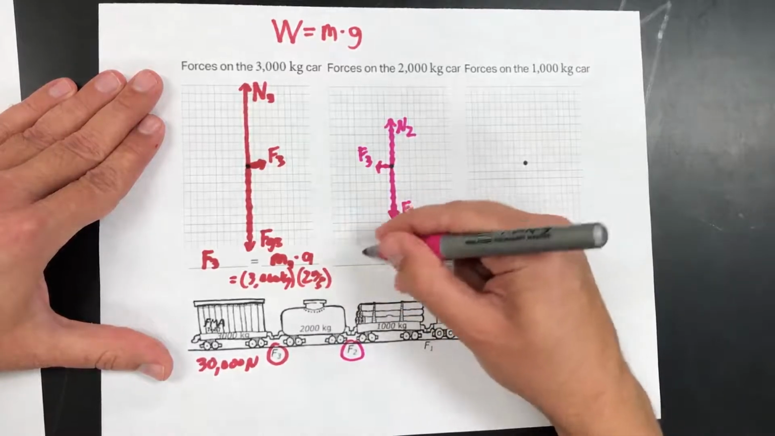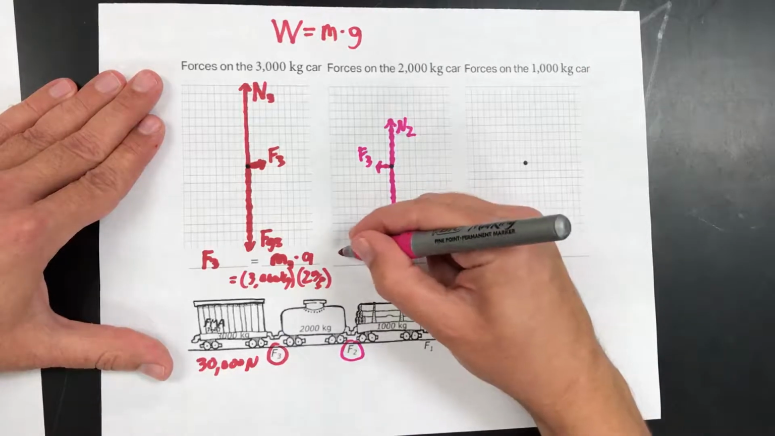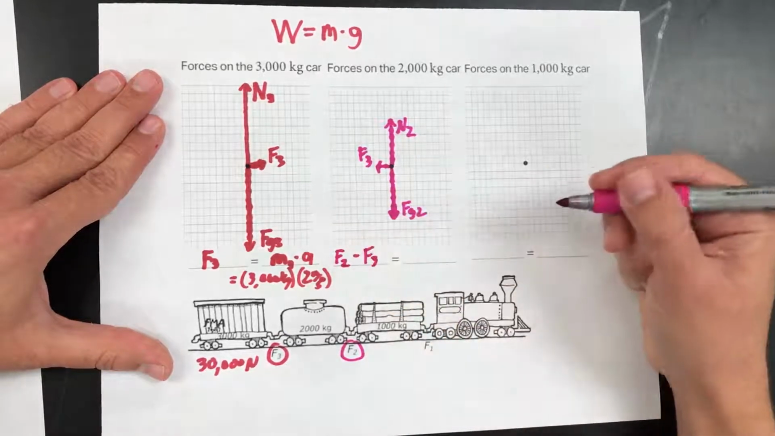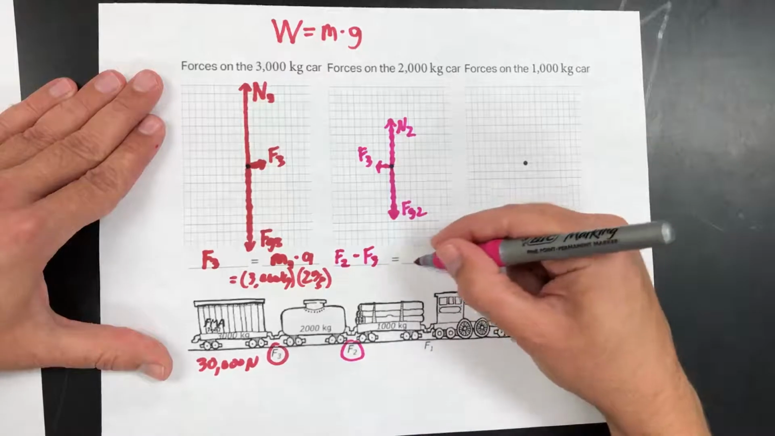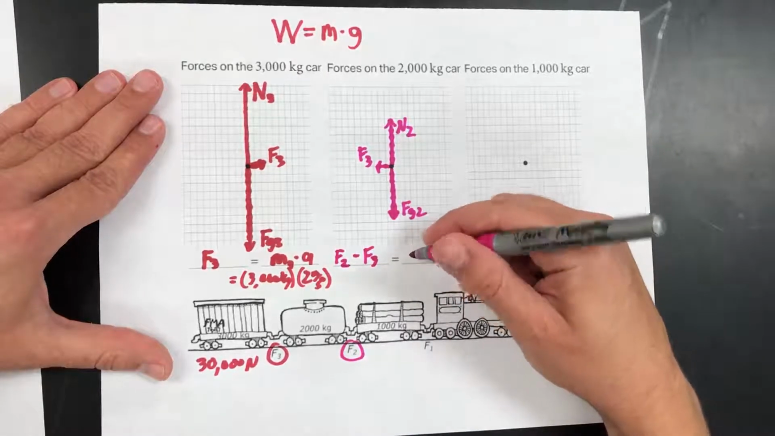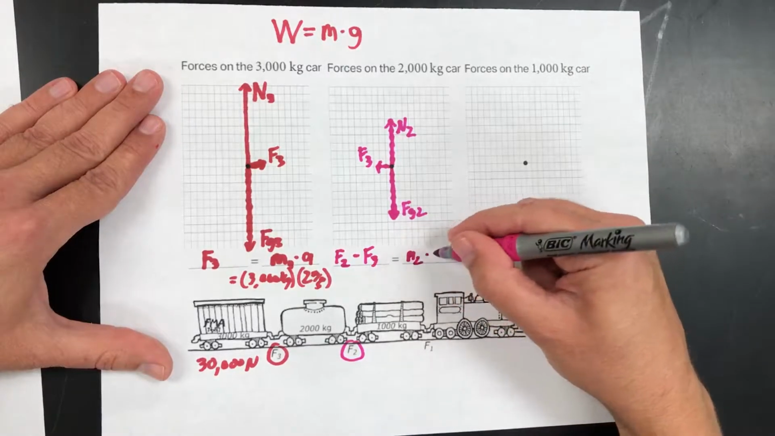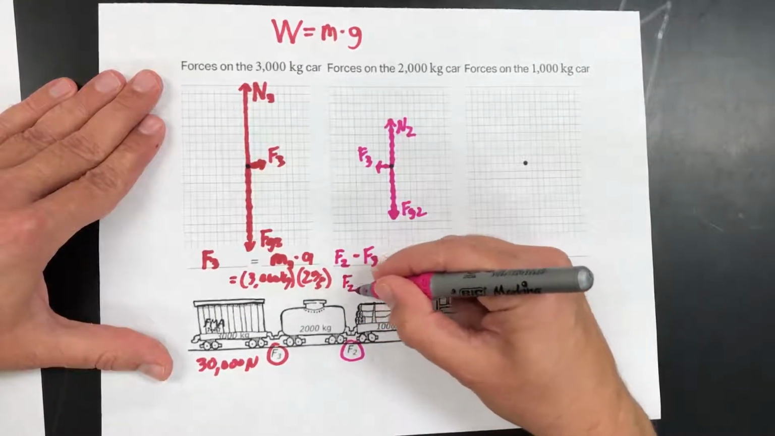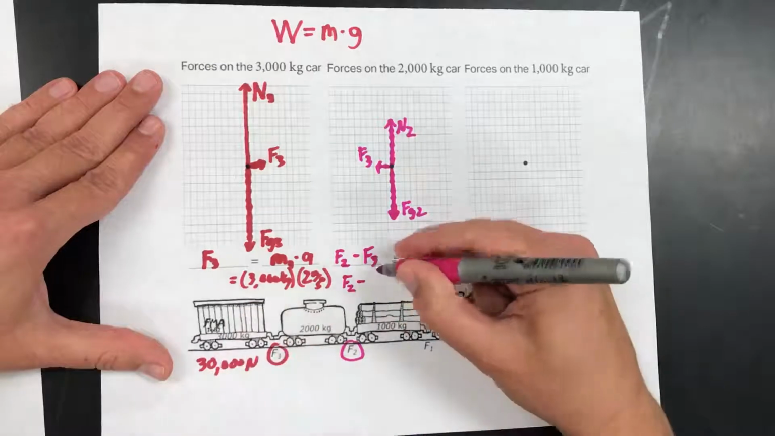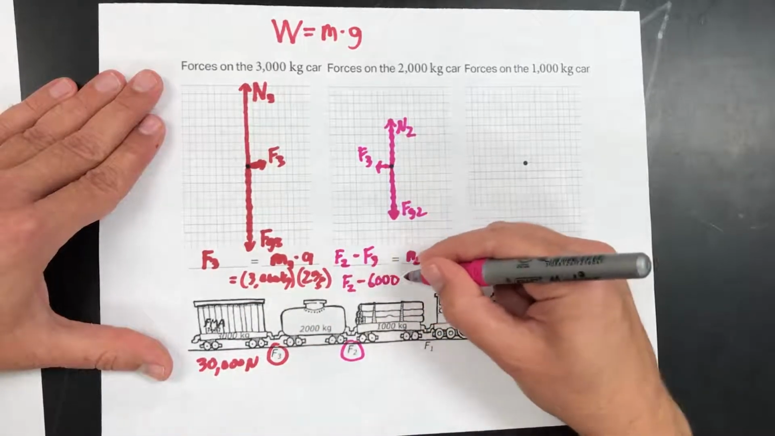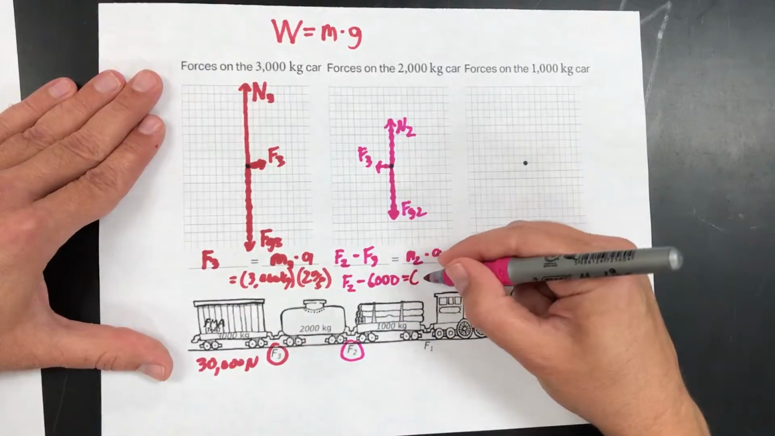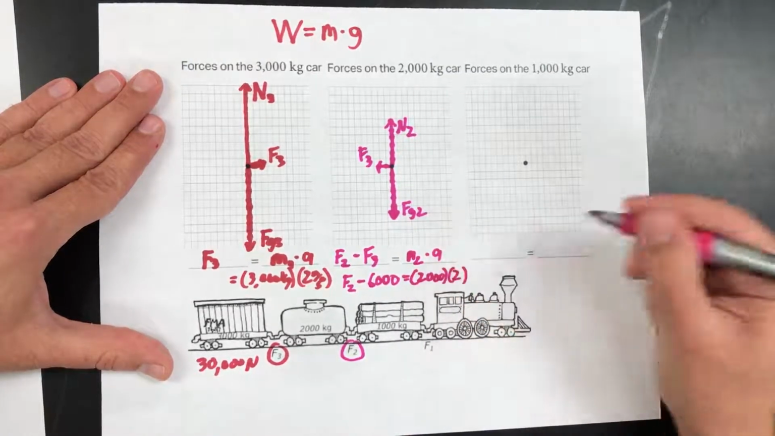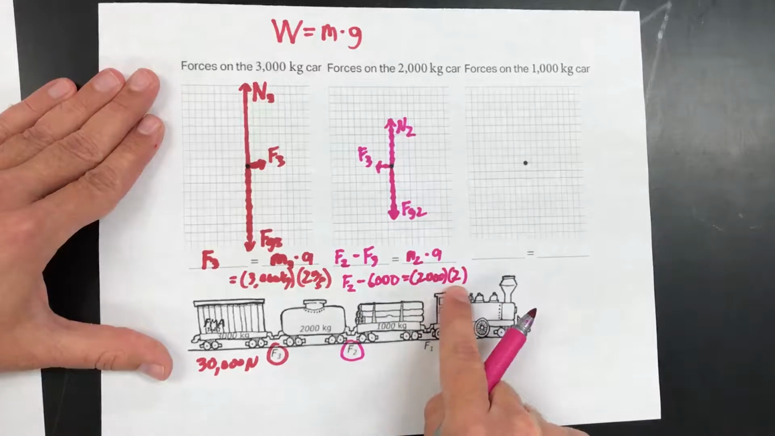So what are the total forces in the x direction on this one? Well, we've got F2 pulling it forward, and F3 backwards over here. And the mass being accelerated is m2 times the acceleration. So what's this force F2? We're looking for that. We just solved for the force F3 over here. We said it was 6,000 newtons. And over here we have the mass, which is 2,000 for the middle car, and the acceleration is 2.